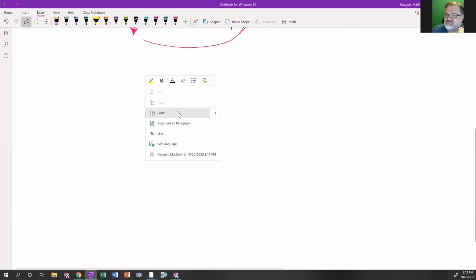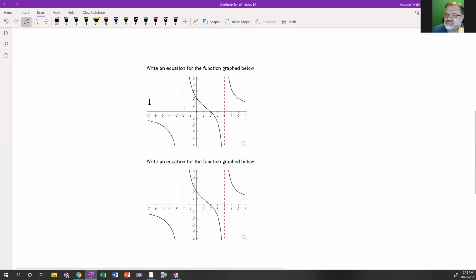Okay, real quick, I want to look at doing one of these backwards. I don't know why that copied that twice. Oh, well.